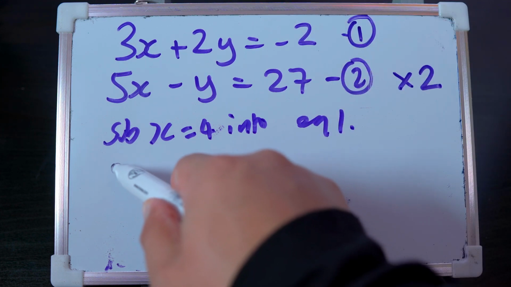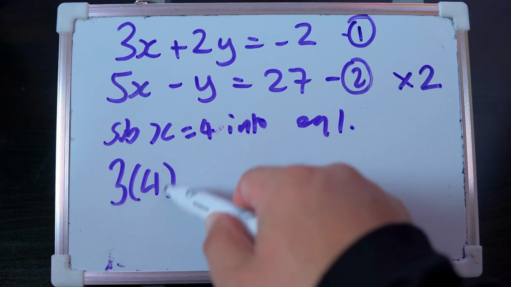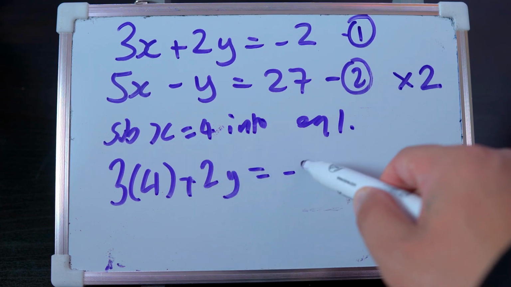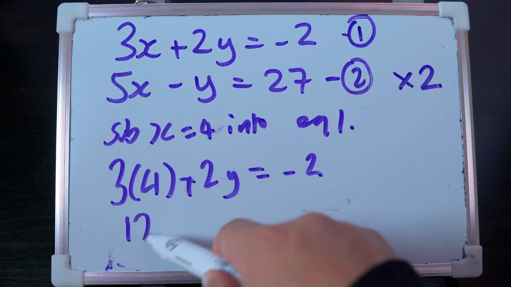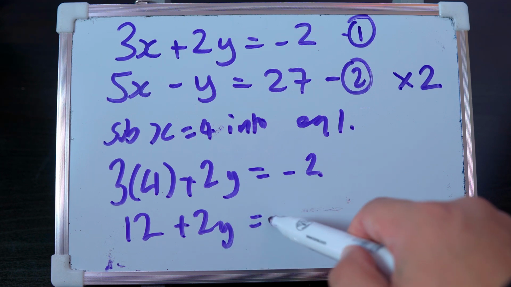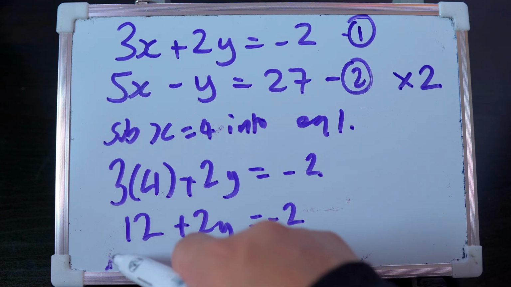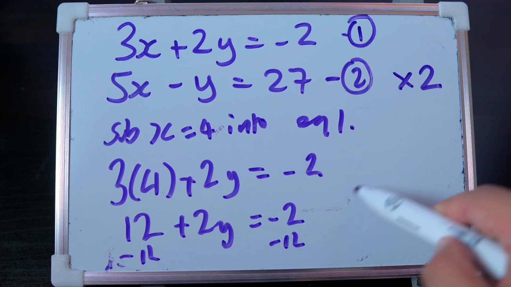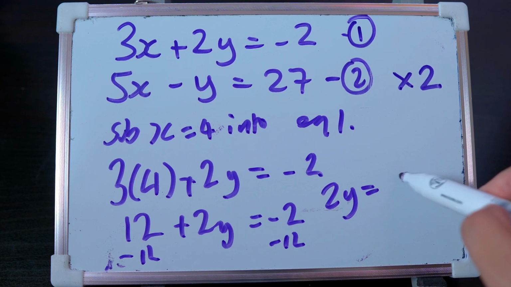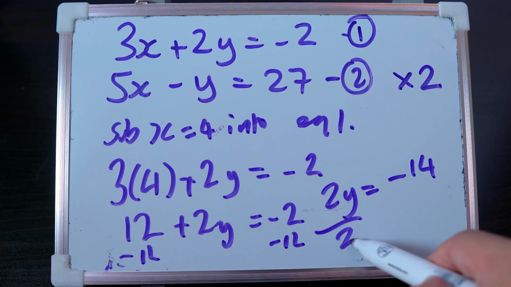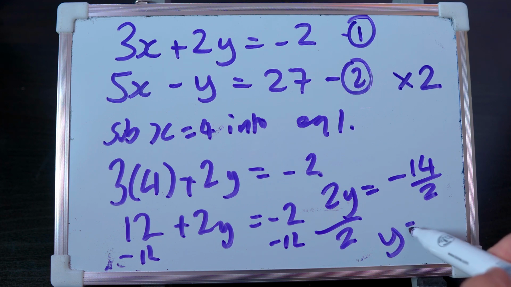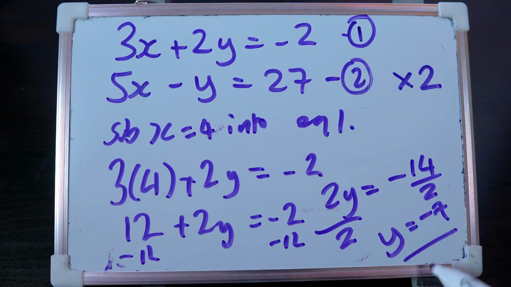So check it out. I've got 3 times 4 plus 2y is equal to minus 2. 3 times 4, 12 plus 2y is equal to minus 2. Let's minus the 12 from both sides, and then we got 2y is equal to minus 14. Divide that by 2, divide that by 2. Y therefore is equal to minus 7. Okay, your y is equal to negative 7.